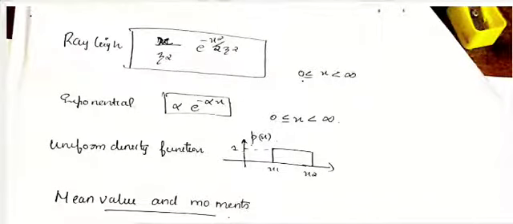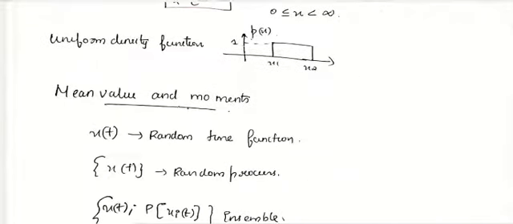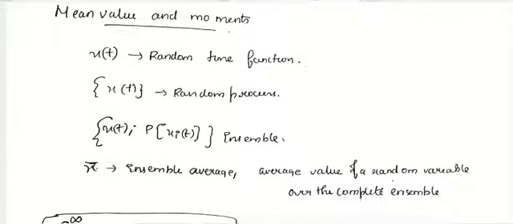And we will come to Gaussian later. Rayleigh: the probability density function of a Rayleigh is x divided by eta square e raised to minus x square divided by 2 eta square, and for exponential the probability density function is alpha into e raised to minus alpha x, and the uniform density function will have a constant probability within a range of x1 and x2. Okay. And we will come to that later.